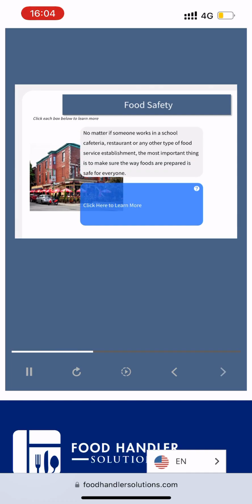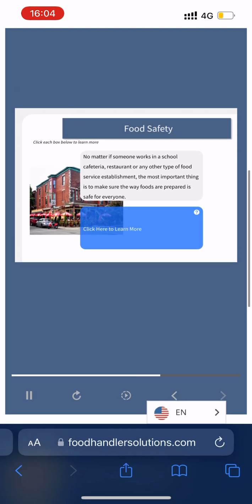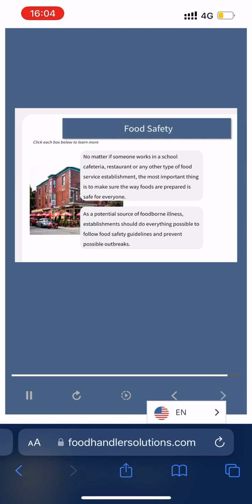No matter if someone works in a school cafeteria, restaurant, or any other type of food service establishment, the most important thing is to make sure the way the foods are prepared is safe for everyone. As a potential source of foodborne illness, establishments should do everything possible to follow food safety guidelines and prevent possible outbreaks.